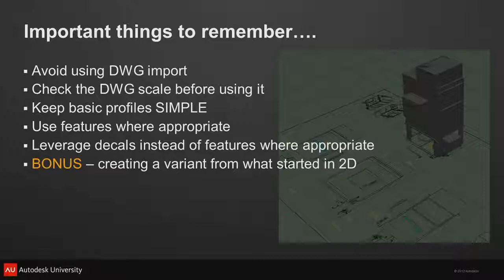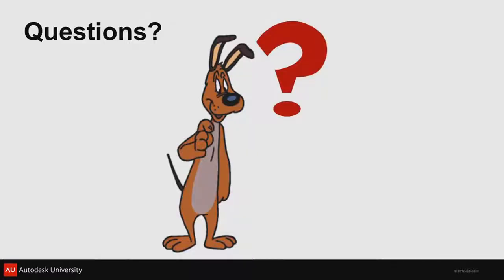Leverage decals instead of features where appropriate. I don't know if you're familiar with that, but Inventor allows you to take a bitmap or a JPEG and paste it on the side of something. It'll also wrap around pipes and things like that. Works pretty slick. And the beauty of that is they're very lightweight. It doesn't add any weight to your drawings or to your models at all. Also, I did a bonus on here that wasn't listed on the web. I actually showed you guys how to create a variant. So, questions again? Yes?